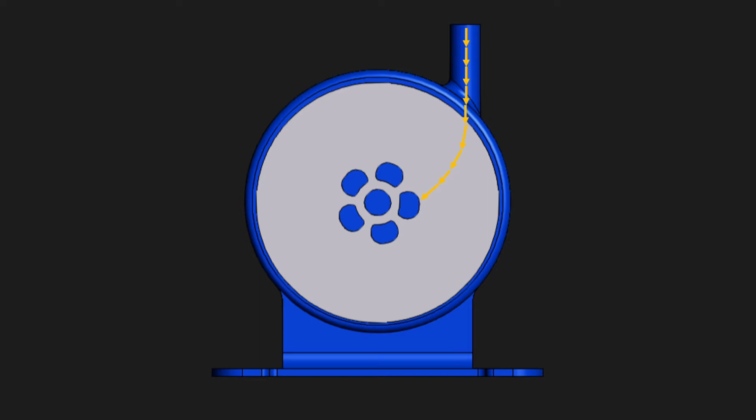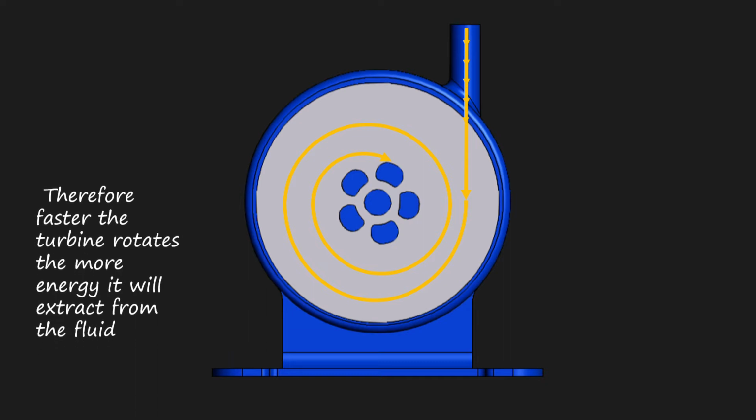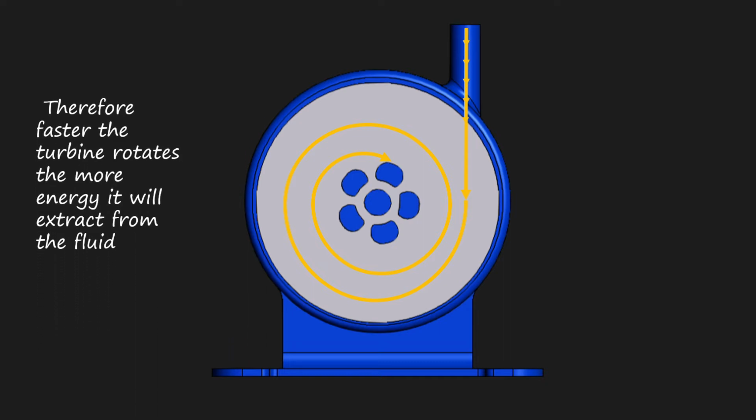As the velocity of the fluid increases, the curvature of the path of the fluid increases, which leads to motion of the fluid in a spiral shape. The spiral shape increases the contact area between the fluid particles and the disk surface, thus increasing the viscous force production on the disk. This effect also means that the faster the turbine rotates, the more energy it will extract from the fluid.